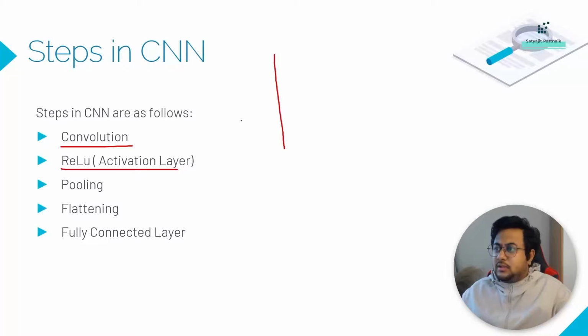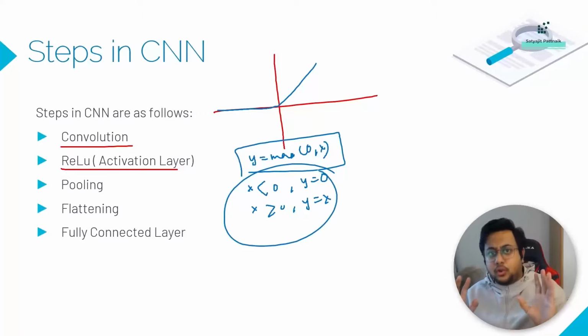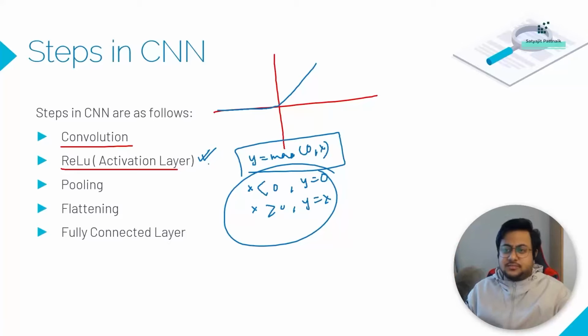ReLU is nothing but, let's say this is my graph and I'll just change my ink to blue. This is ReLU, right? y equals max of (0, x). What does this mean? This means if x is less than 0, y equals 0. If x is greater than 0, y equals x. This is all about ReLU, right? So by default, we will be using ReLU in CNN. We don't use any other activation layers.